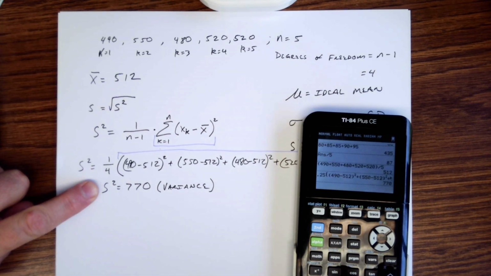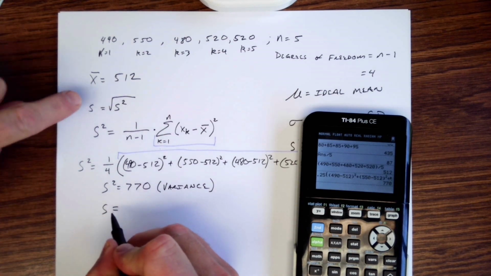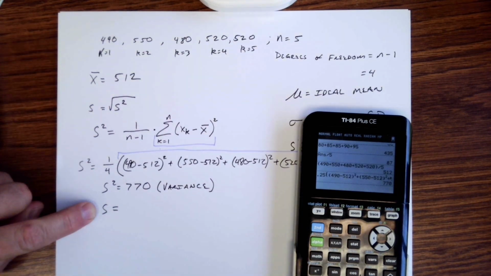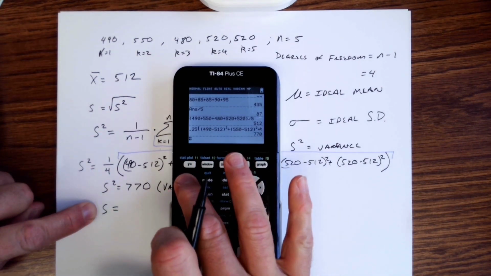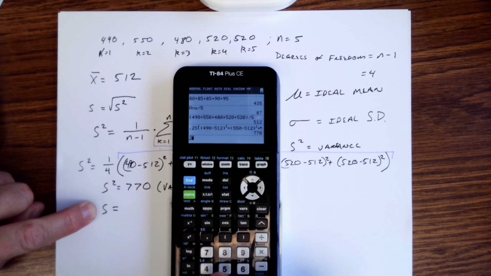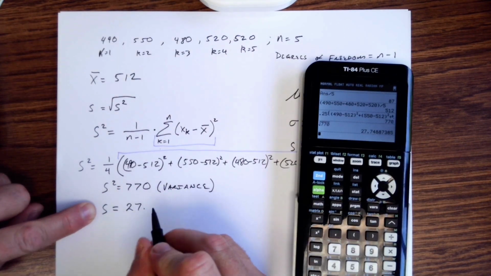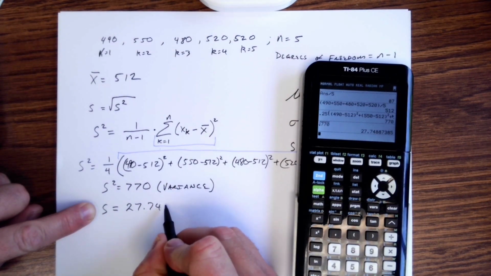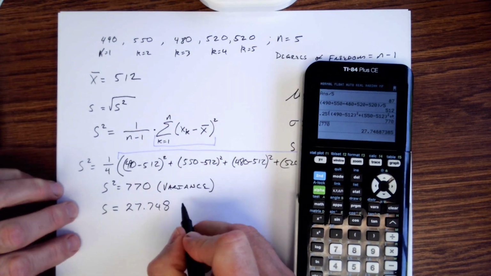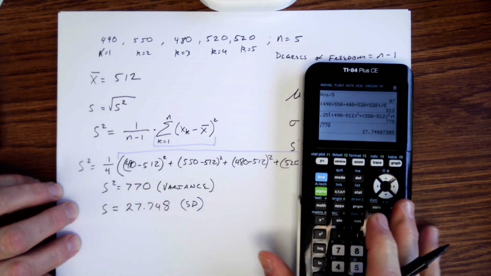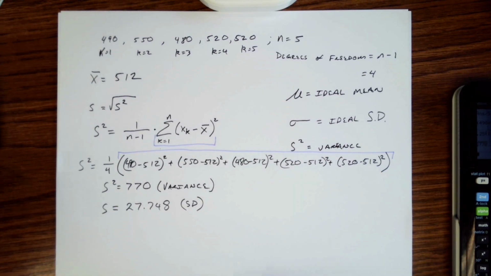So s squared equals 770. Now, if I want s, I just need to do the square root of that. So I'm going to do second square there, and then I'm going to do 770. And that tells me I have 27.748 is my standard deviation. Again, this is my found or my calculated standard deviation.